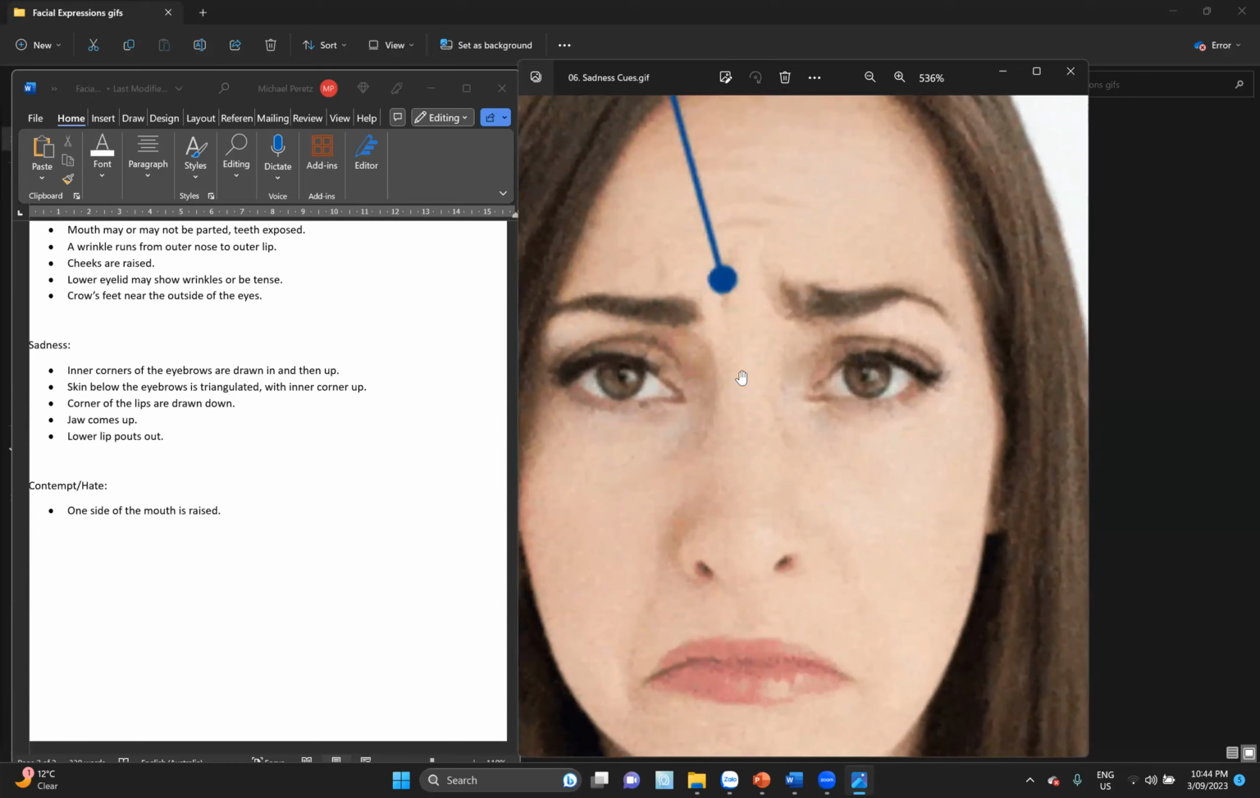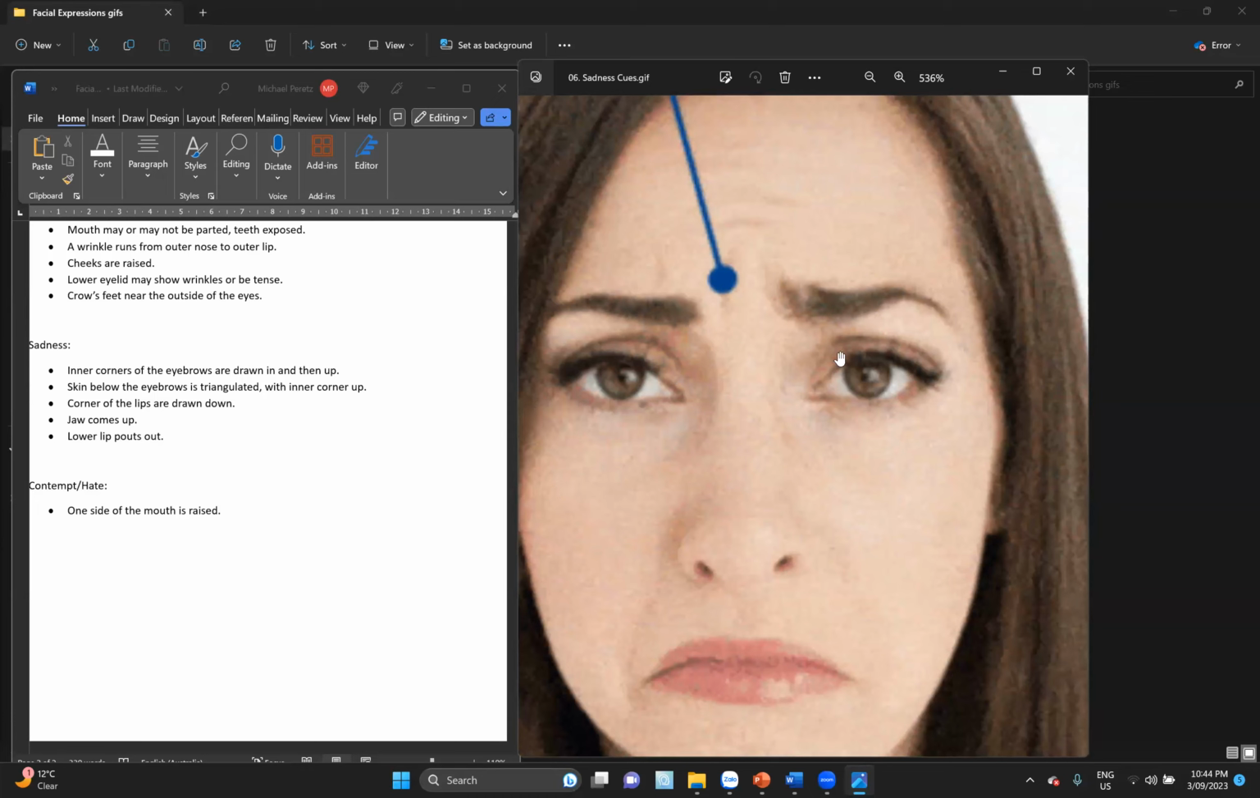So we see here the inner corners of the eyebrows are drawn in and up. We can see a slight wrinkle in the forehead there, which means that there's something going on with the eyebrows. They're considerably closer to the bridge of the nose, and they're slightly curved upwards. So this one here has a dip before it starts to go up, and likewise, this has a bit of a dip before it goes up.